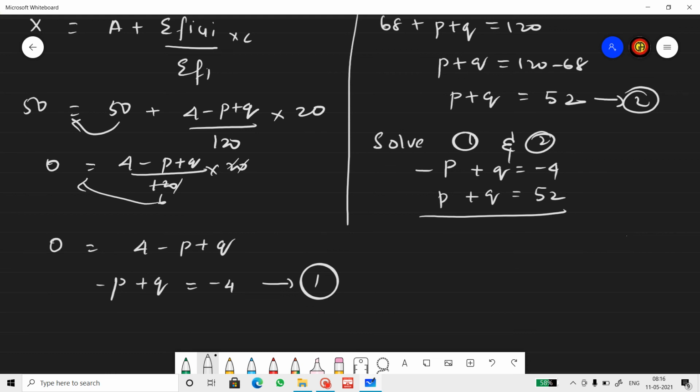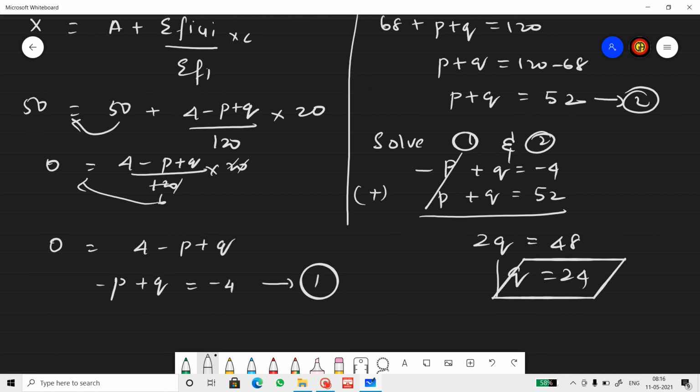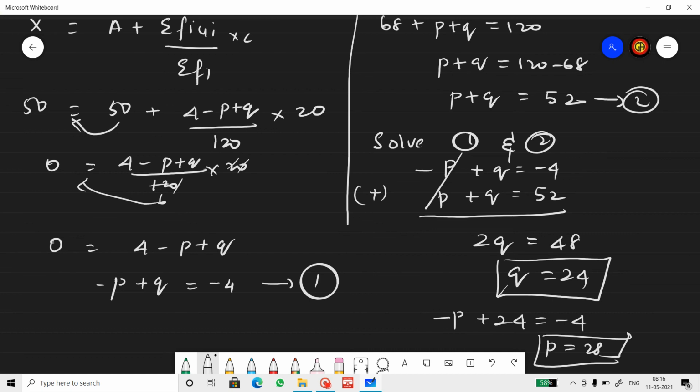Adding the two equations directly, the minus p and plus p get cancelled. We get 2q equals 48. So q will be 24. When q is 24, substituting q in one of the equations, you get minus p plus 24 equals minus 4. So the p value is 28. So that's it. We found the values of p and q.